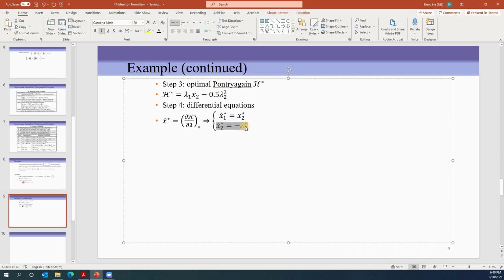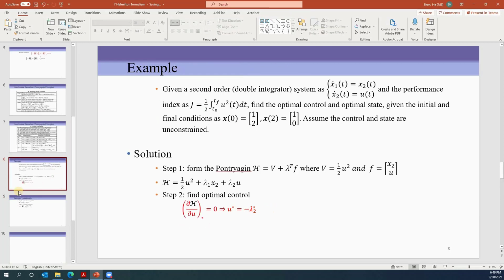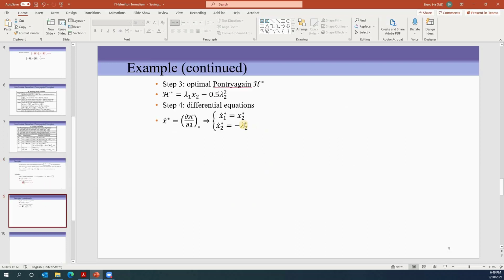You might be wondering, what is this? This is not a u. Look, negative lambda 2 is equal to u. So this is why we said this is also the dynamics equation. Okay, we got the differential equation applied to this co-state lambda.